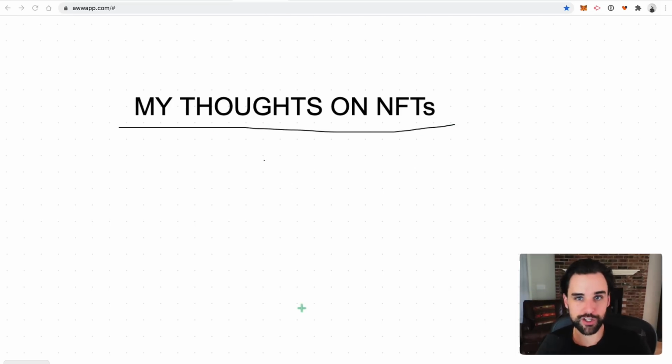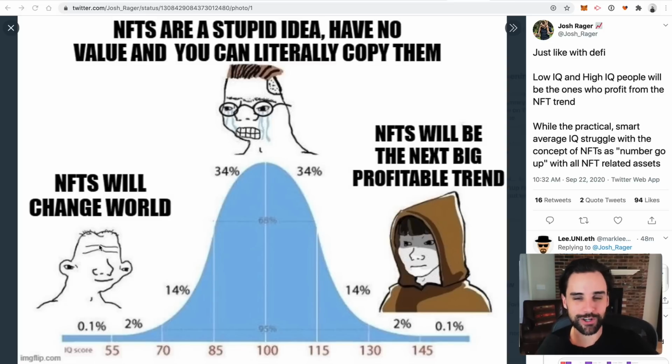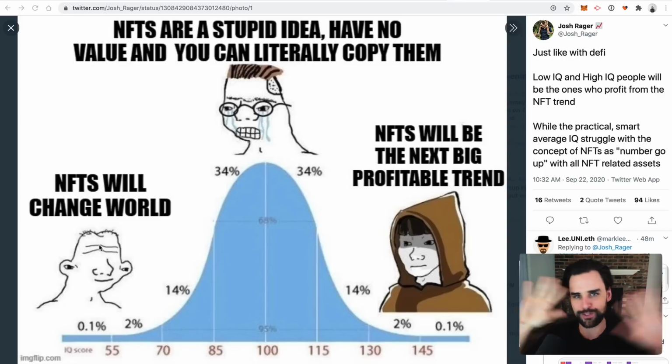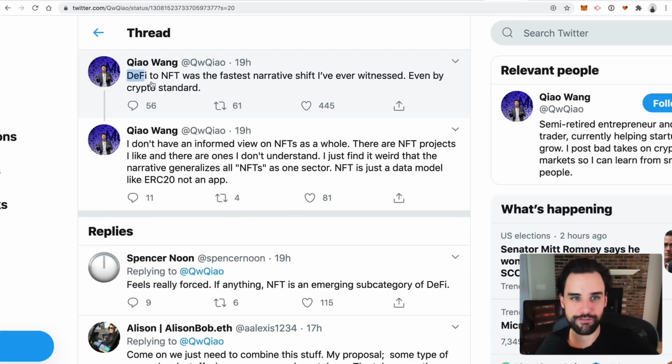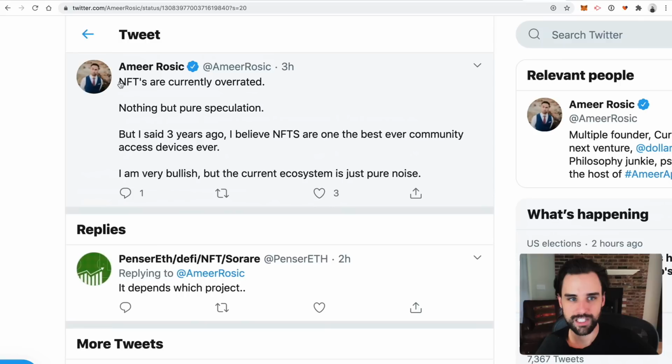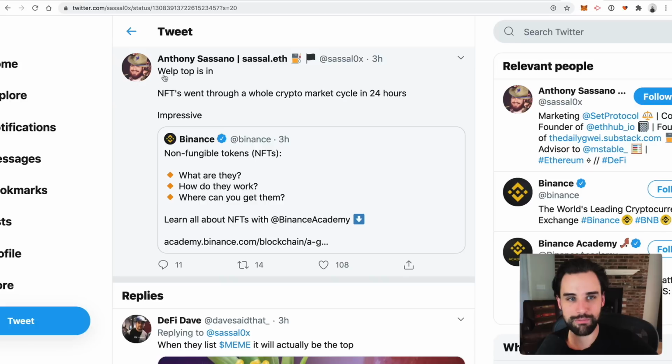So I want to take a look at what other people are saying and respond to it. And so this is the meme that's been floating around Twitter, where the low IQ take is basically that NFTs will change the world. The high IQ take is it's a trend that will be very profitable. And the middle is like, I don't see why NFTs even matter. Like, this is stupid. Some people are saying that DeFi to NFT was the fastest narrative shift they've ever seen in crypto. Some are saying NFTs are currently overrated. They're nothing but speculation. And some think that NFTs just came and went, that it saw an entire market cycle within a day.